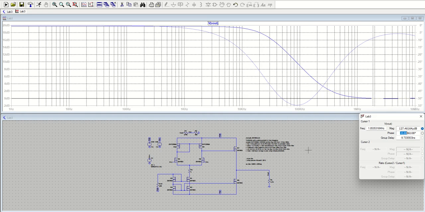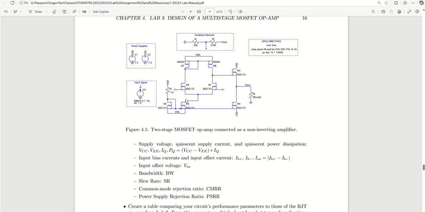This phase margin wasn't really part of the assignment for the lab, but if you take screenshots of it or are interested in it, go ahead and put it in a slide in your report and talk about it. I hope this video helps.